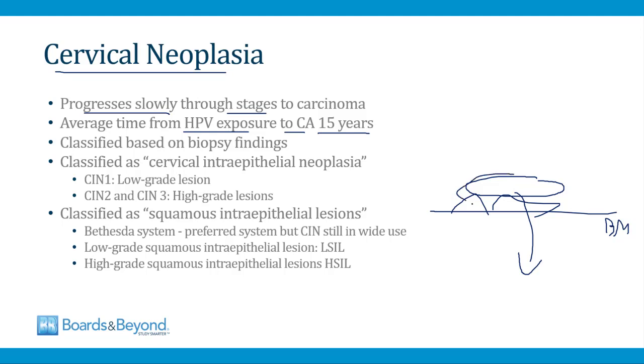As the neoplasia is growing within the epithelial layer, we can identify it by a biopsy, and there are a number of ways to classify the degree of cervical neoplasia. The first way to classify the neoplasia by biopsy is called the CIN system. CIN stands for cervical intraepithelial neoplasia. By this system, CIN1 lesions are low-grade lesions. They are very far away from developing into carcinoma. CIN2 and 3 lesions are high-grade. They are very close to breaking through that basement membrane and becoming carcinoma.